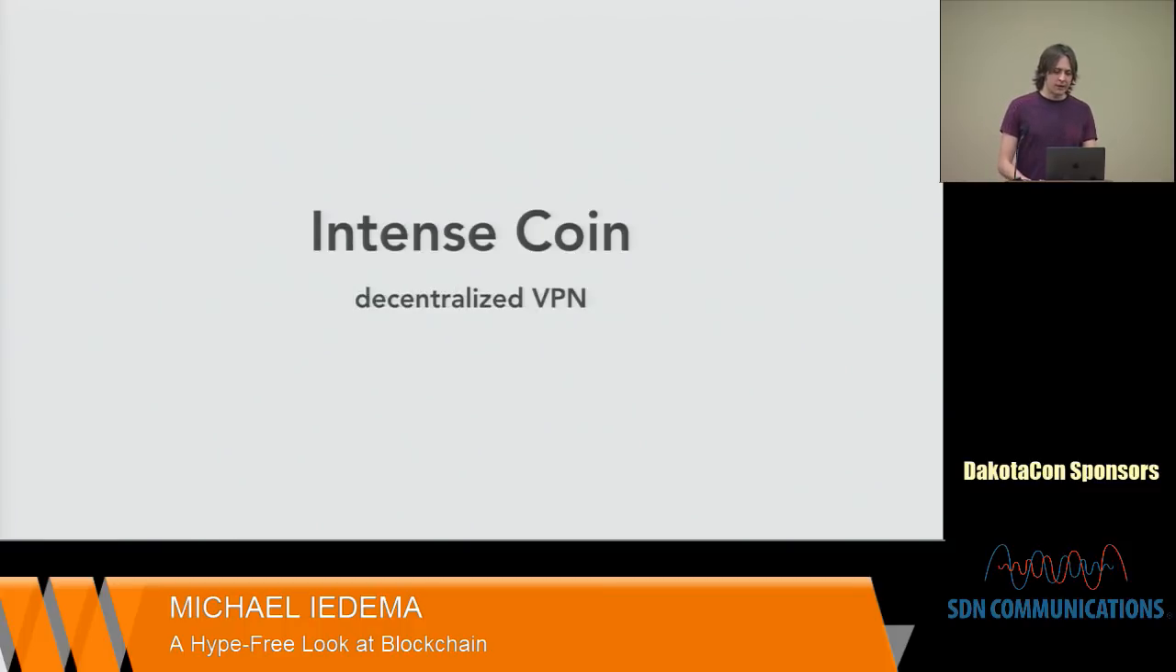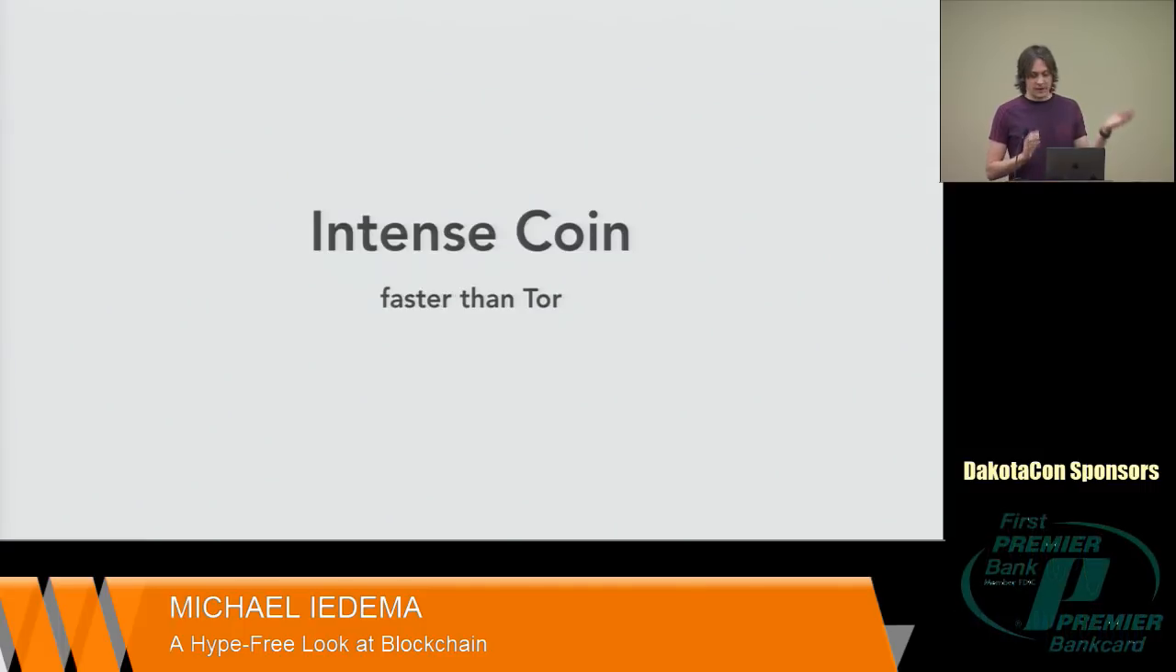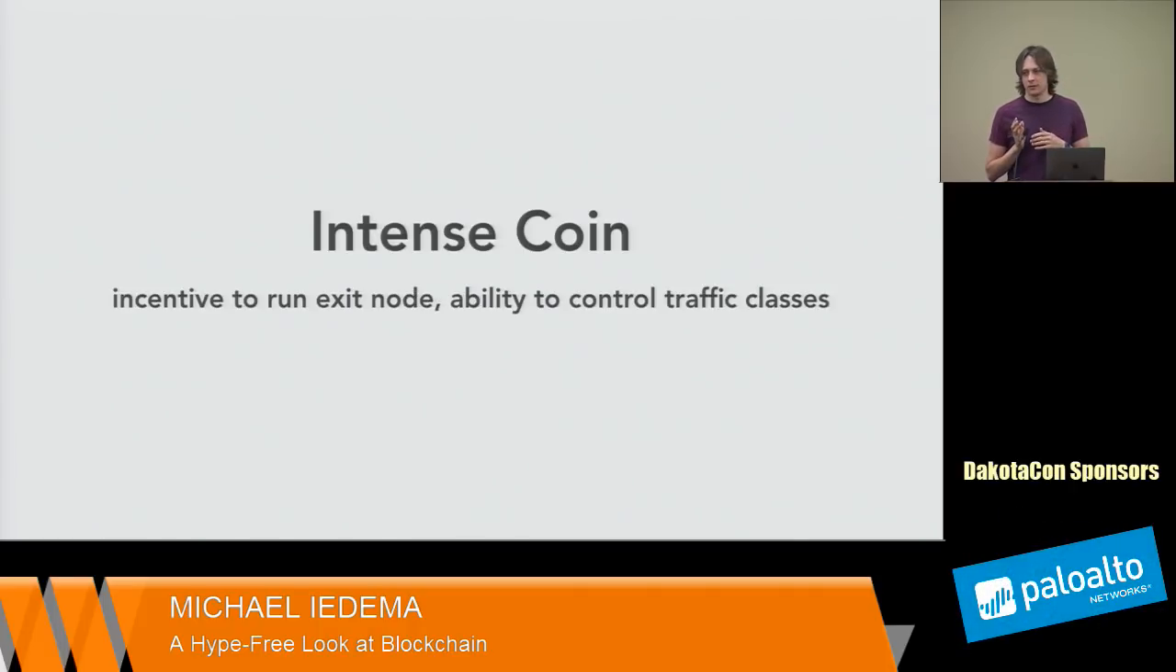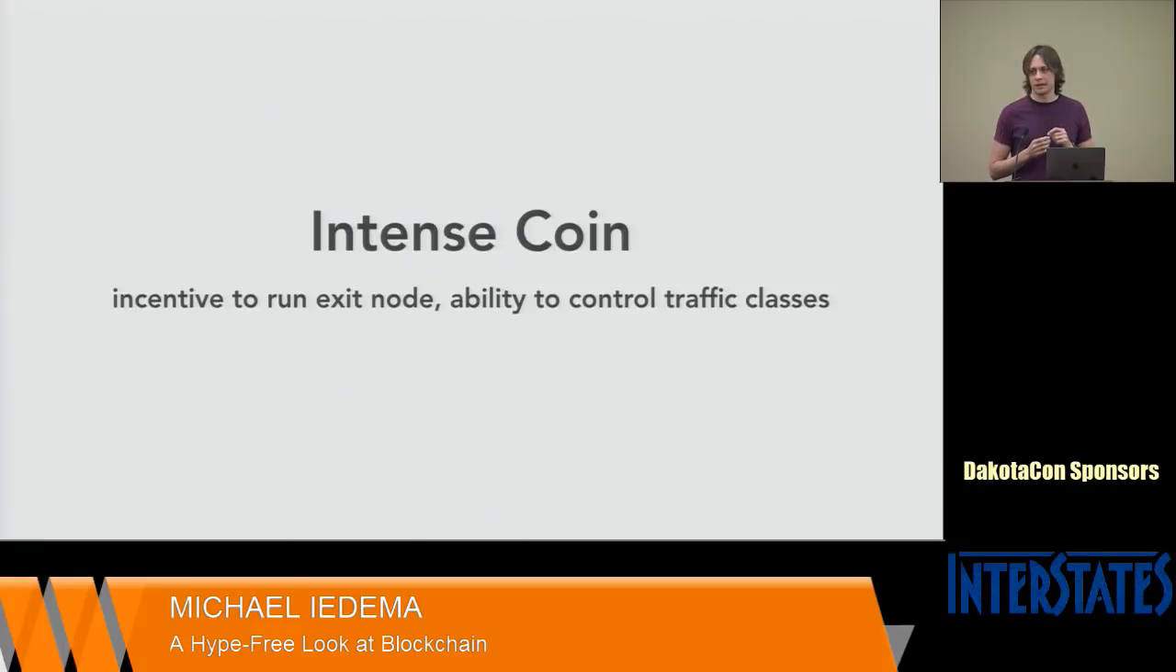The one that I'm working on now is decentralized VPN. It's faster than Tor, right? Because you're not going through a bunch of nodes. It's just simple VPN, but it's peer-to-peer. And then there's an incentive to run the exit node because you'll get paid. You'll get paid in these tokens for running the exit node. You can also control the traffic that goes through the exit node, have a little more granular control.